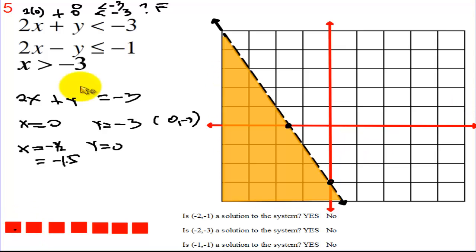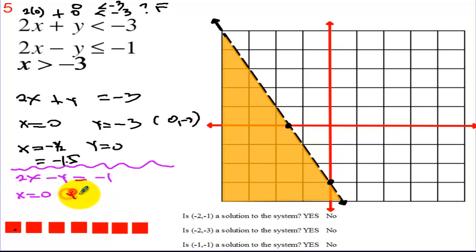Alright, next for 2x minus y less than or equal to negative 1, again, I am going to use intercepts to graph the second inequality. So if x is 0, y will be equal to positive 1. So we have 0, 1. If y equals 0, x will equal negative 1 half or negative 0.5.